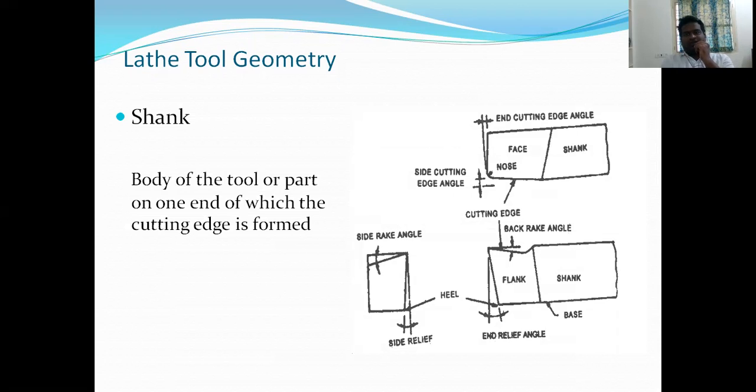Right? In the figure itself, we are observing where the shank is situated. In the entire tool, more than half of the body is the shank part. So this is the body of the tool, or the part on one end of which the cutting edge is formed.